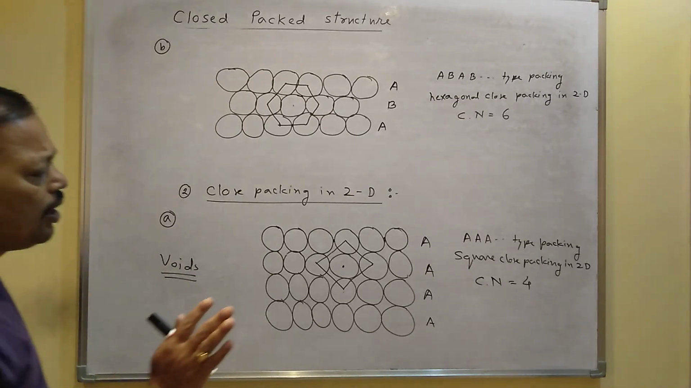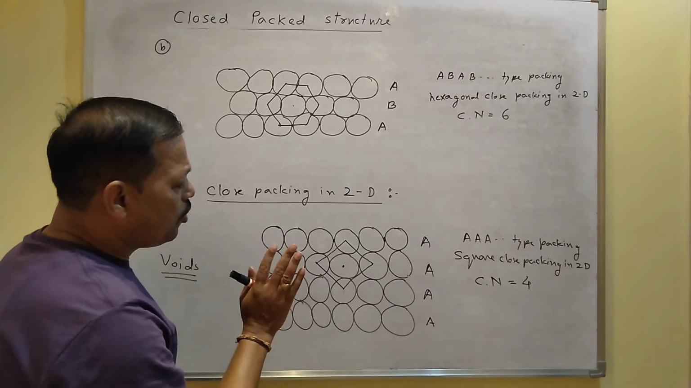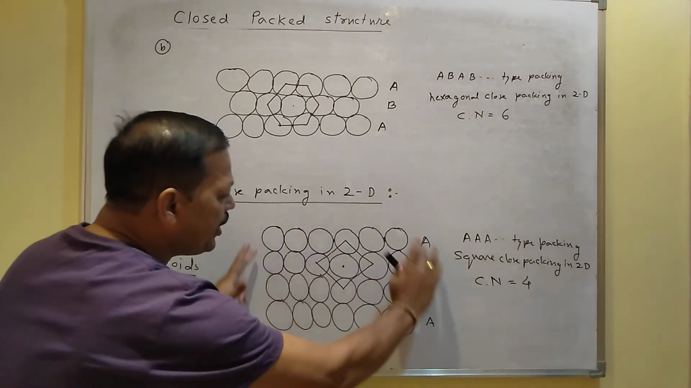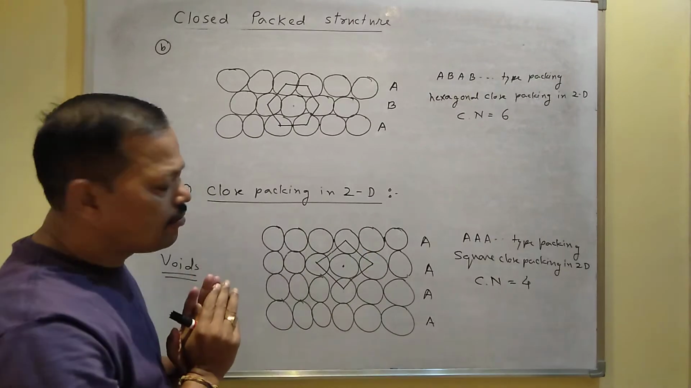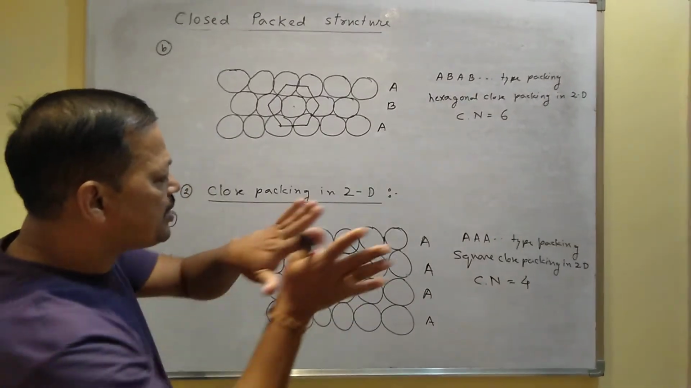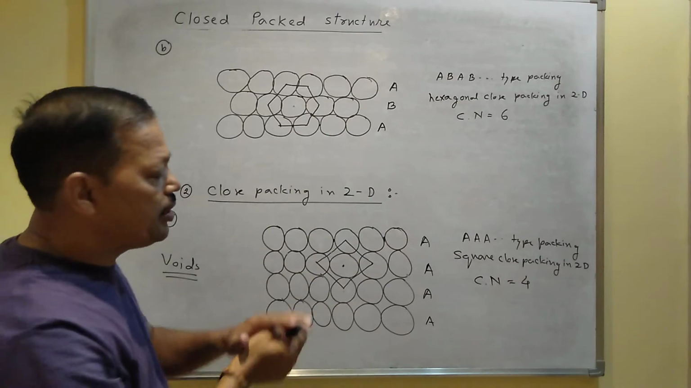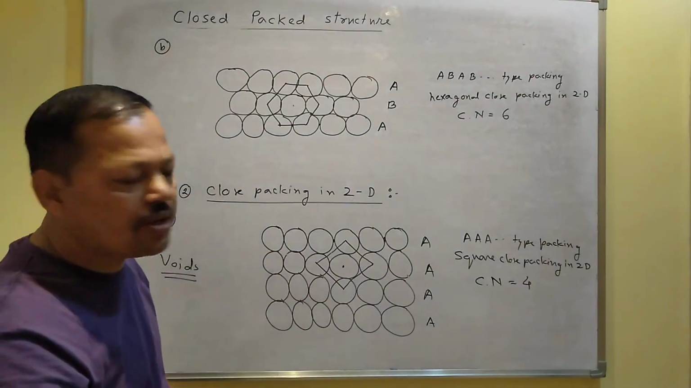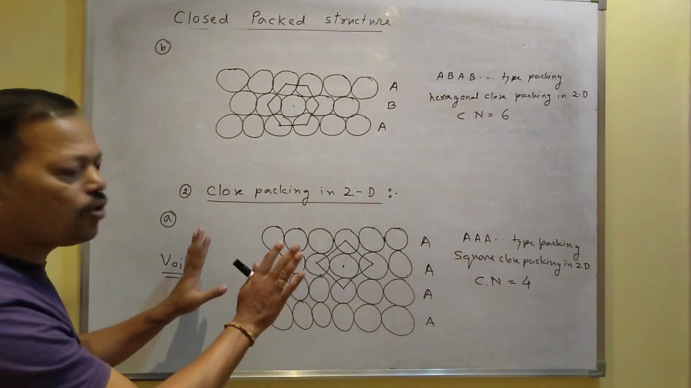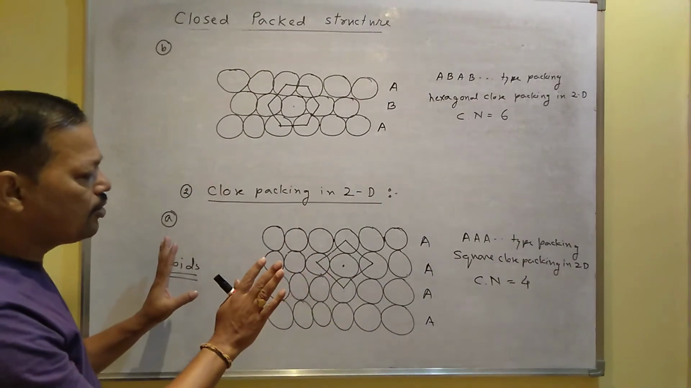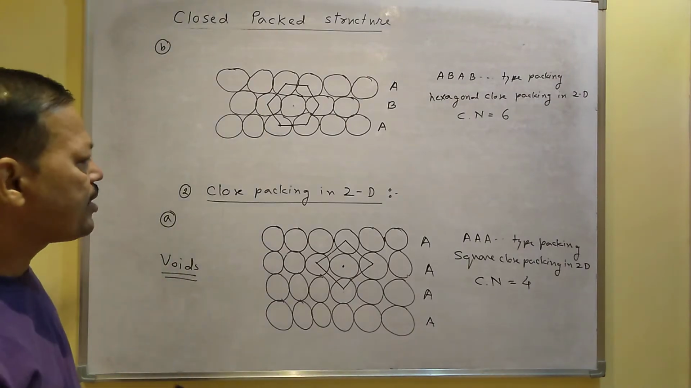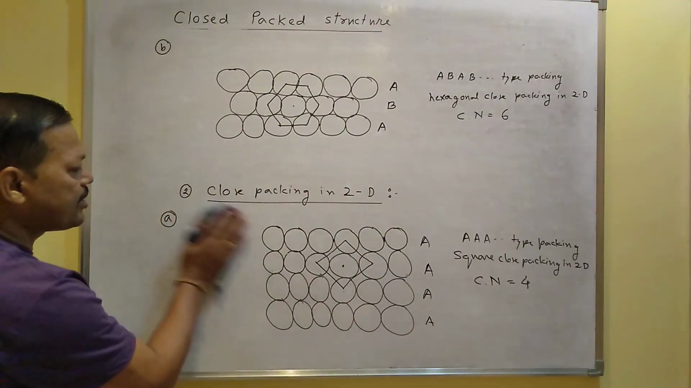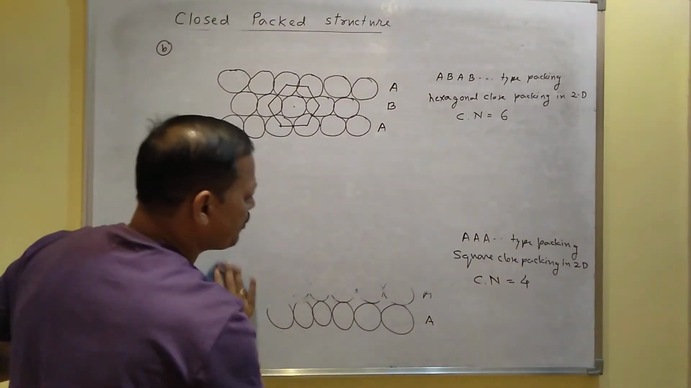Now, when you make a 3D structure, how to make it 3D? This whole layer you consider as one layer. Above this layer you have to place another layer, then it goes to 3D. Then above the second layer you have to place a third layer, then it goes to a three-dimensional structure. So that's why it is very difficult to draw the 3D structure. But I'll show you how to draw it. So now I'll make a 3D structure from this 2D packing.